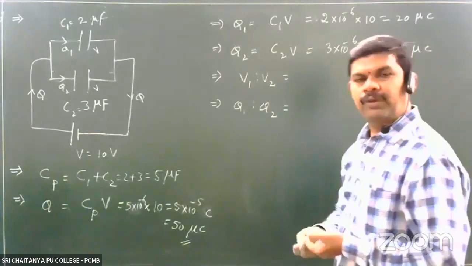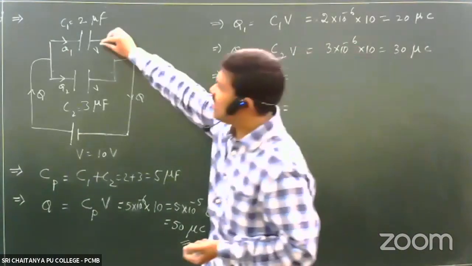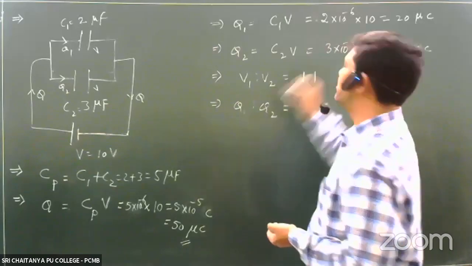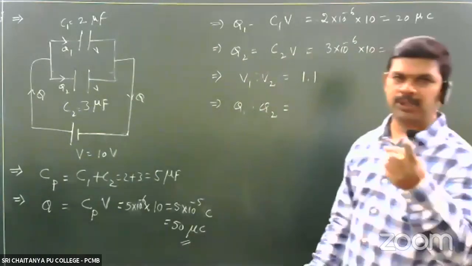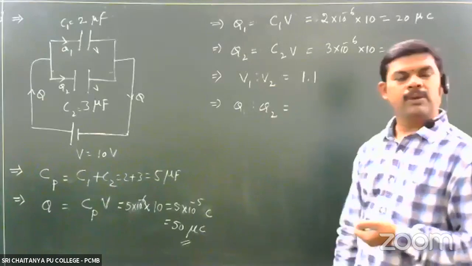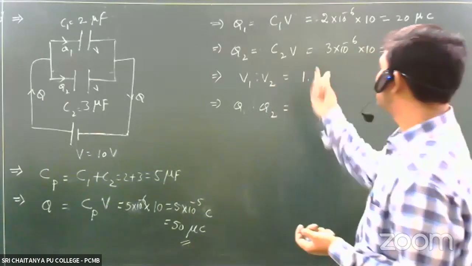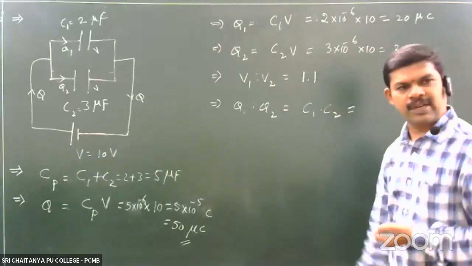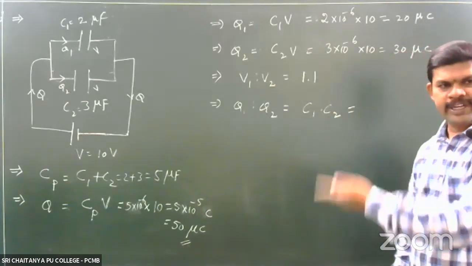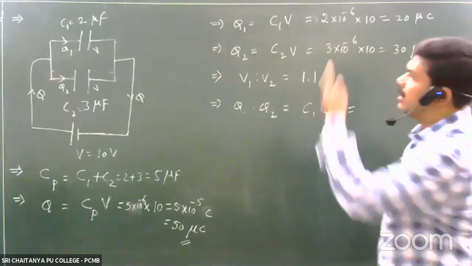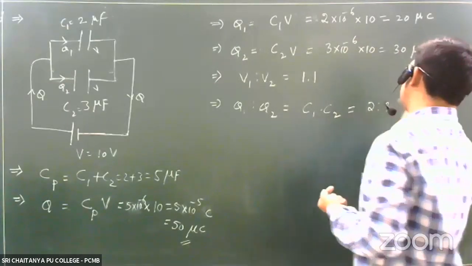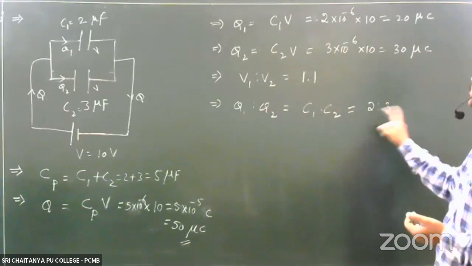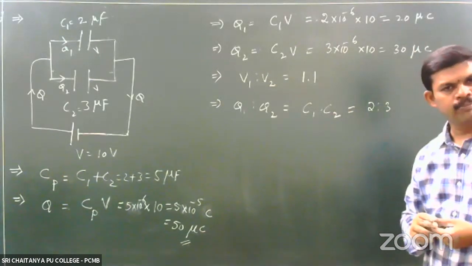What is the ratio of V1 and V2? Potential difference across this. Parallel combination, potential is same. What is the ratio of charges? Ratio of charges are according to the ratio of their capacities. Yes or no? No points, now only we discussed. 2:3 ratio. If you want, you can check it. 20:30, 2:3 ratio. Okay.